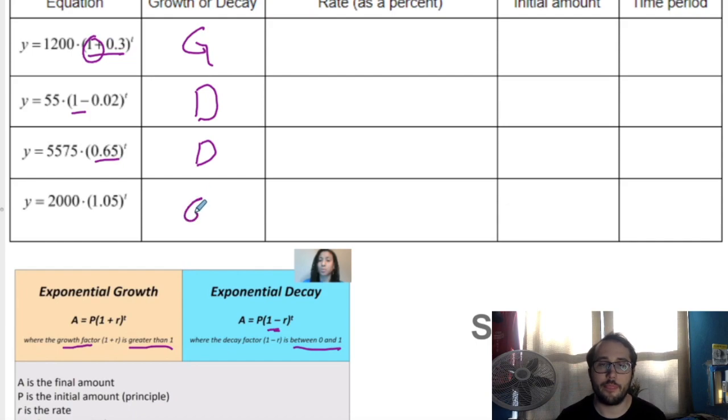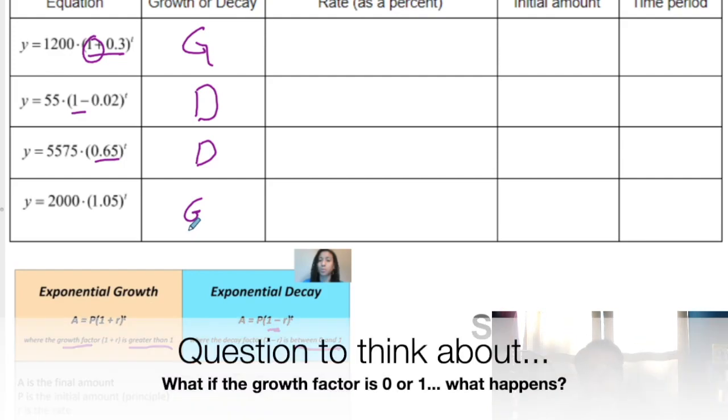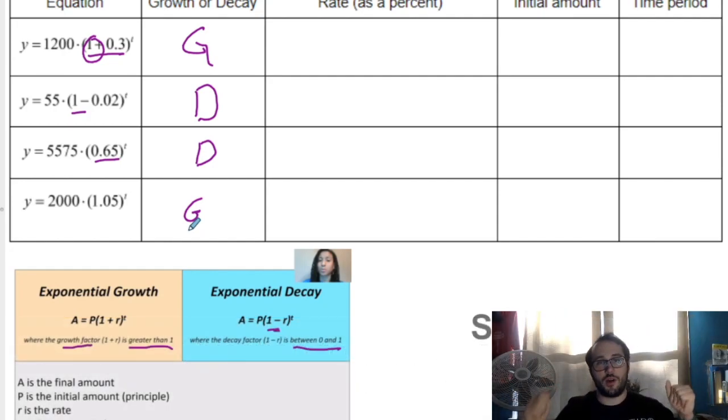Awesome. Okay. Challenge question, and this is something that I just want you to think about. It has nothing to do with this question. What if the growth factor was equal to 1? Or what happens if the growth factor is 0? You're going to explore that in the future, but think about it. But for now, we're only talking about growth factor being bigger than 1 or in between 0 and 1.